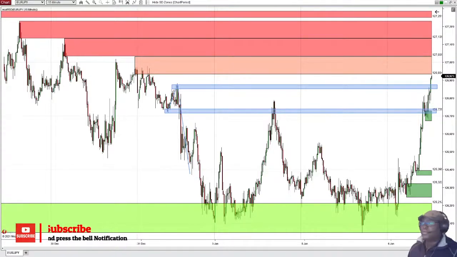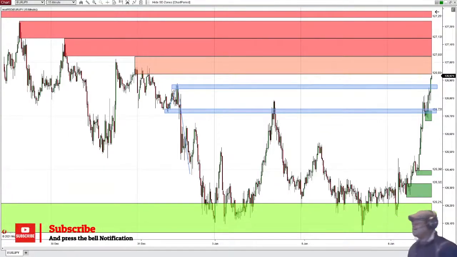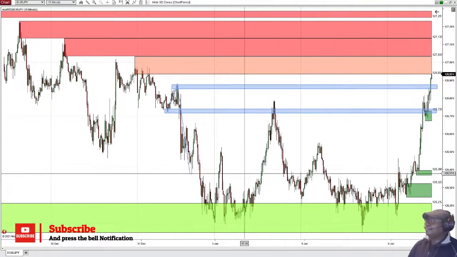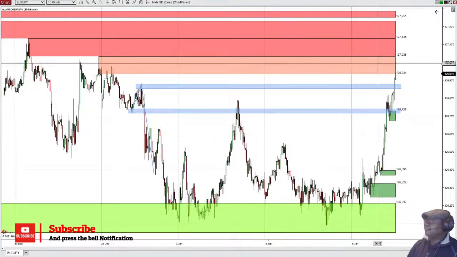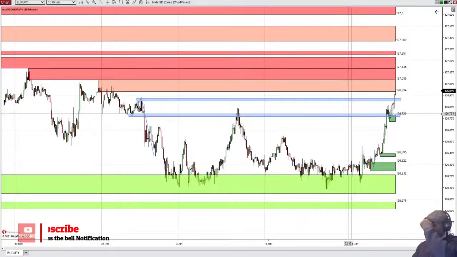Wow. Does it tap into it? Oh yeah, tap into it. Just tap into it. Now it has tapped into 126.93. Will they push it up? Will they push it down?